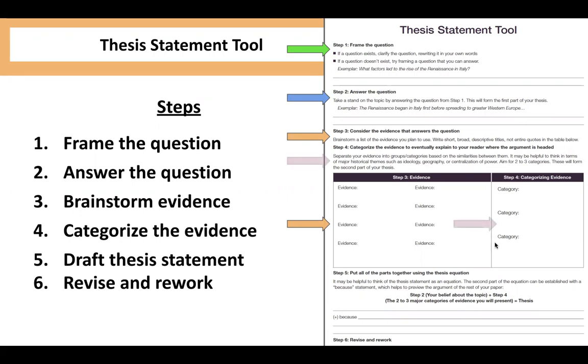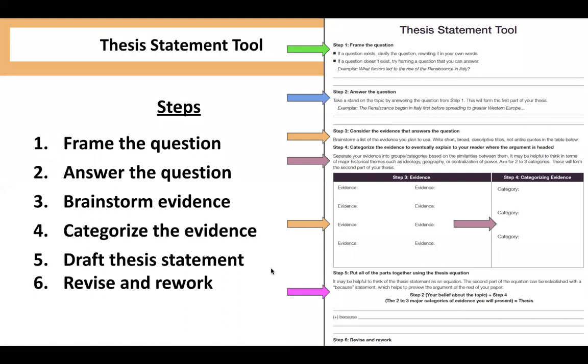And in step 4, we take this evidence that we brainstormed and we try to categorize it. We look for potential themes and potential patterns that we're noticing in our evidence, because we're going to try then to put these together in categories that best support our claim. And then we go to step 5, where we try to put all of this together. We're going to put together step 2 and step 4. And we have an equation that could help you as well, where you're looking at step 2, your belief about the topic, plus step 4, your major categories. And this will equal our thesis.